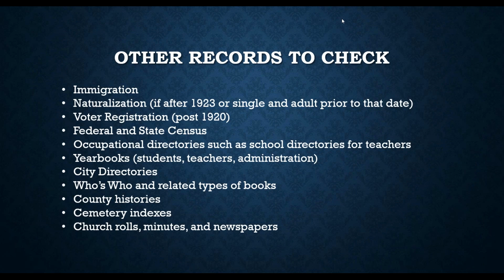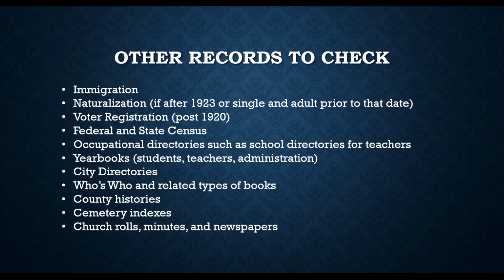So other places to check would be immigration and naturalization. Naturalization only after 1923, or if they were single and adult prior to that. The Cable Act changed how women were naturalized, and so that made a huge difference. Voter registration, obviously post 1920 in most areas, although some places like Kansas allowed women to vote earlier in non-federal elections. So do check for local election registrations as well. Sometimes women were allowed to vote in school board, but nothing else. It just depends on the location. But take a look at that. But 1920, because we're celebrating 100 years of women in the United States being able to vote, it's kind of important. Do look at federal and state censuses.